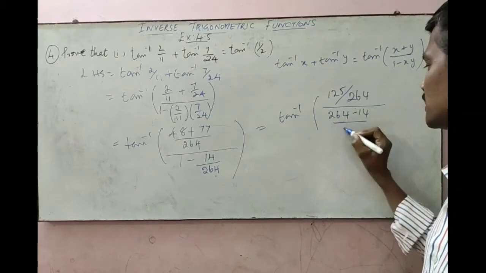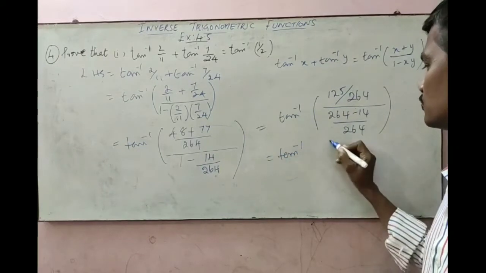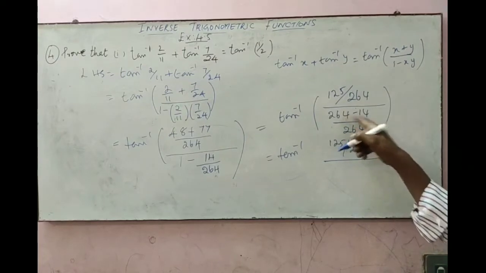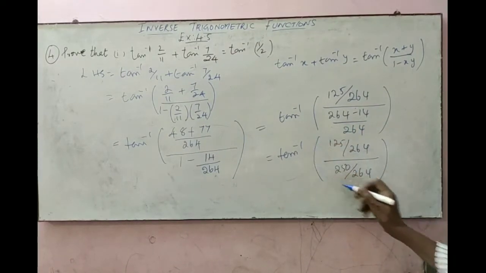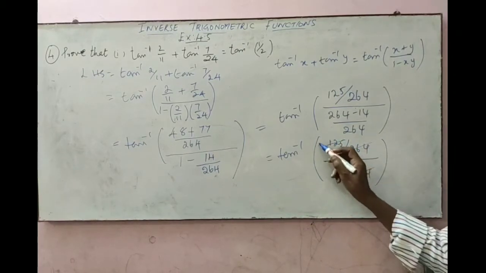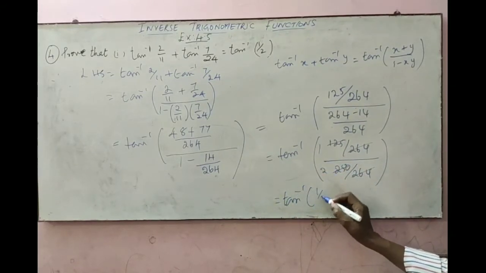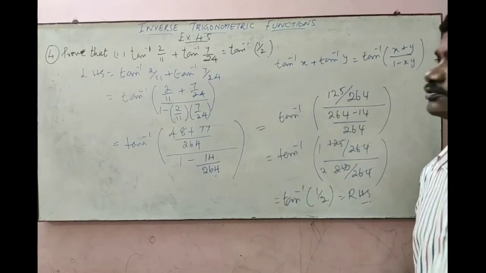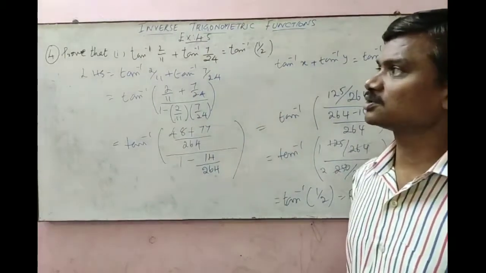264 minus 14 by 264. You will get tan inverse of 125 by 264 whole divided by 250 by 264. If we cancel this denominator and this denominator, 125 and 250 get cancelled, you will get 1 by 2. So you will get the right hand side, tan inverse of 1 by 2, which is RHS. Hence we proved the first subdivision. Like this first subdivision, you can do the second as homework.